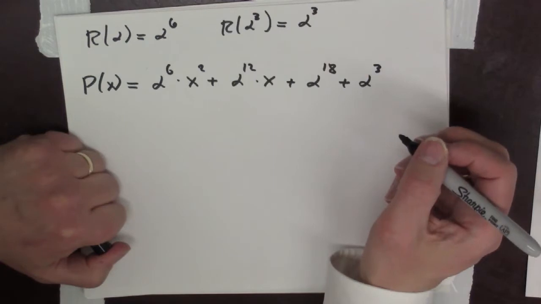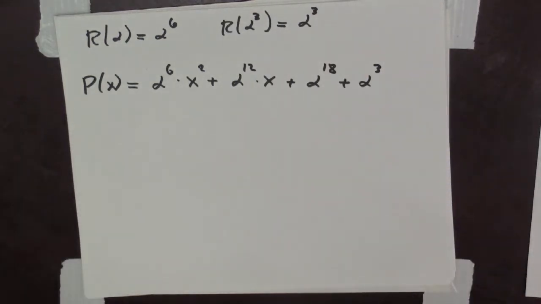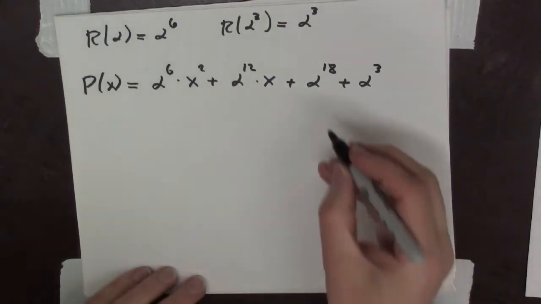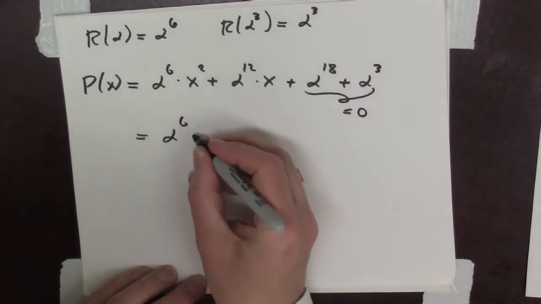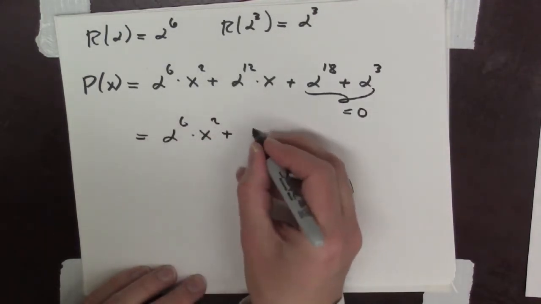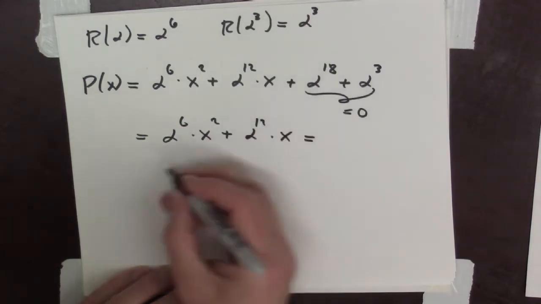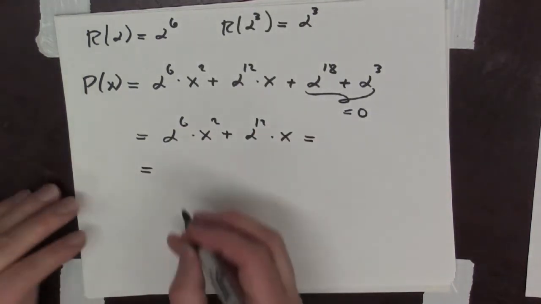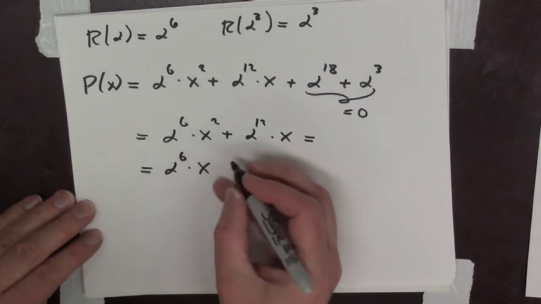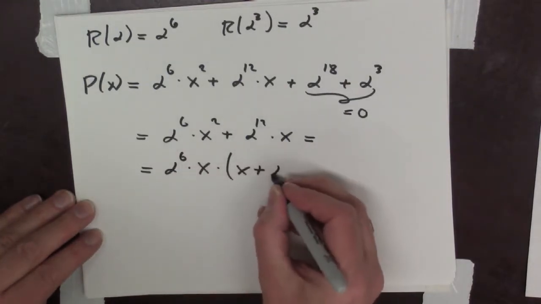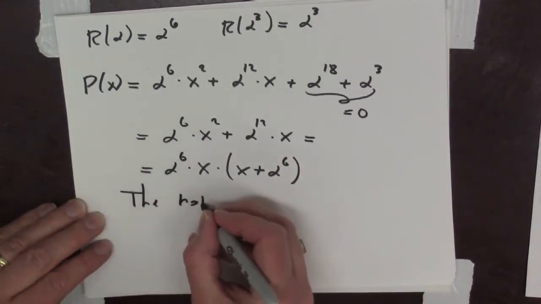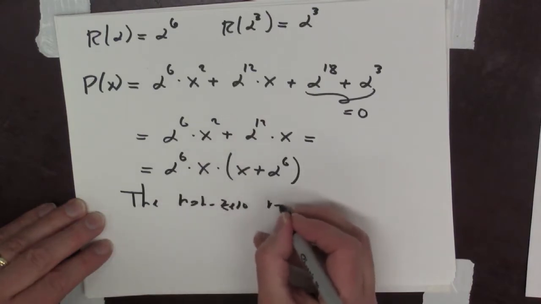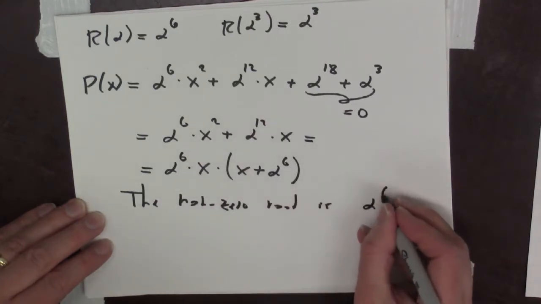But now look at this. Alpha to the 18. Remember, powers are modulus 15, so alpha to 18 is alpha cubed. So these two add to 0, so I get alpha to the 6 times x squared plus alpha to the 12 times x. I can bring out this factor of alpha to the 6 and an x, and then I get x plus alpha to the 6 here. So the non-zero root is alpha to the 6.